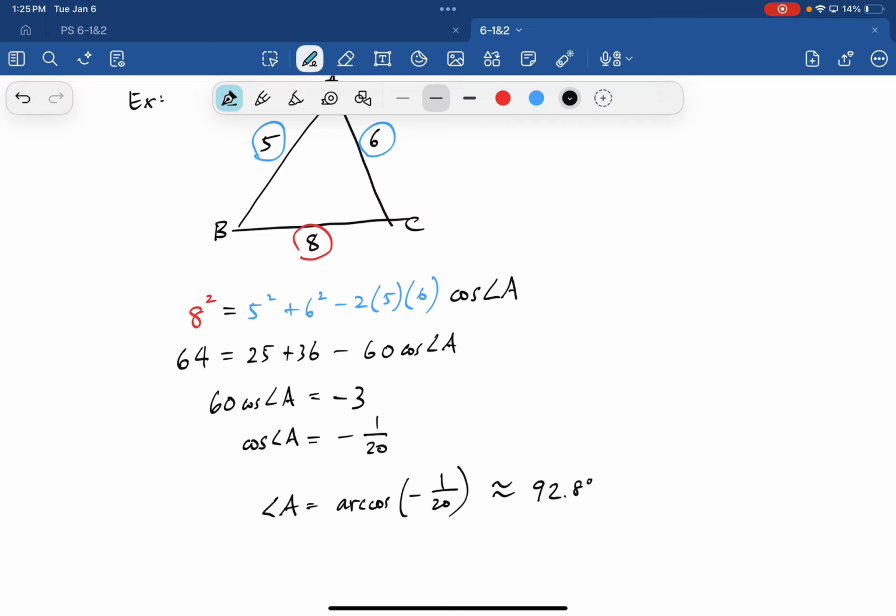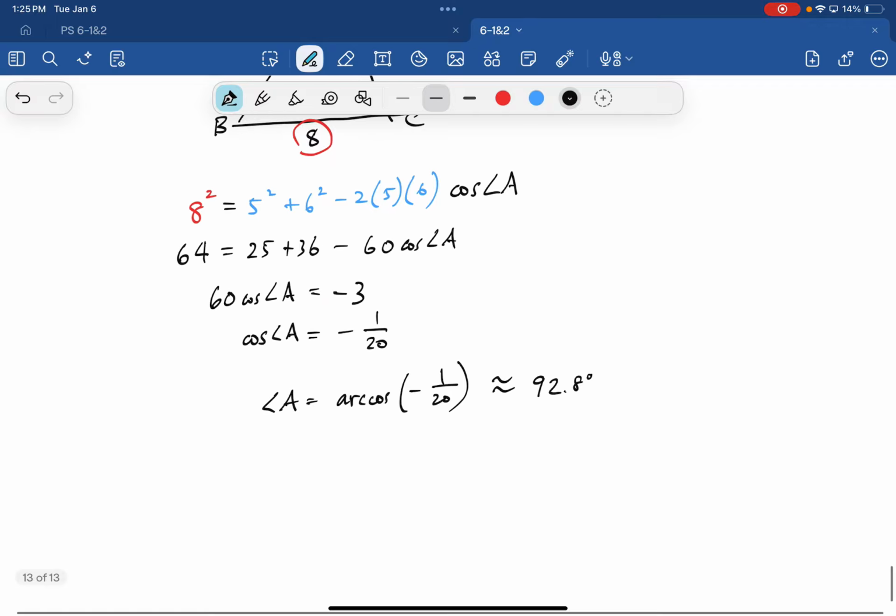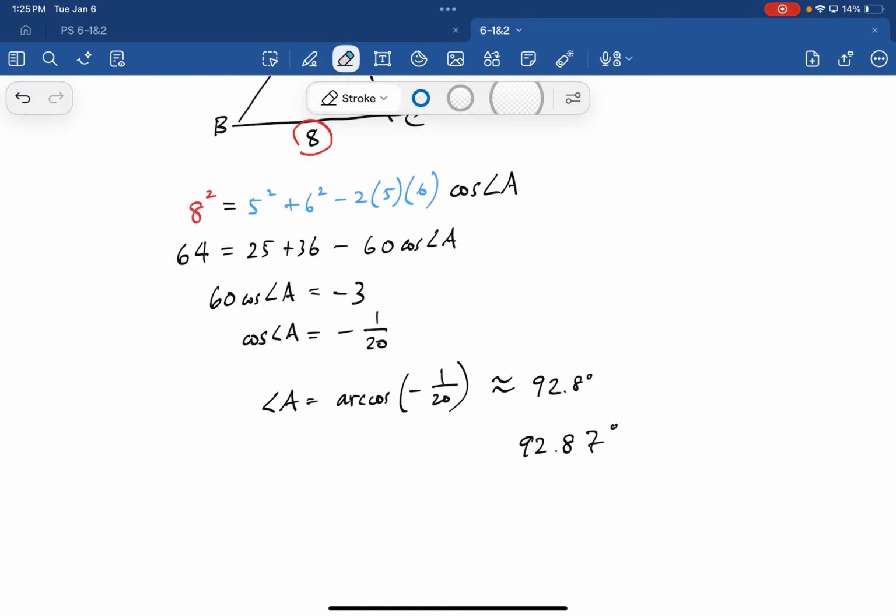Let me calculate it using the calculator. Ooh, I was close. The answer is 92.87. How are you supposed to find the exact degree for number 3? A calculator, which you don't have. So you would write your answer as arc cosine -1/20.